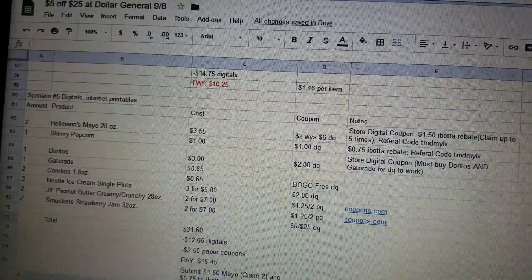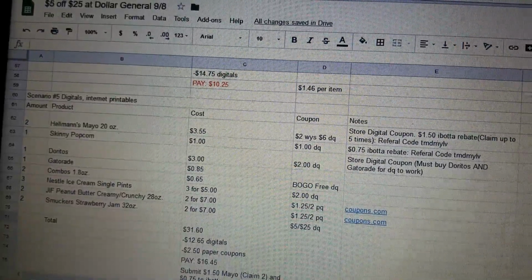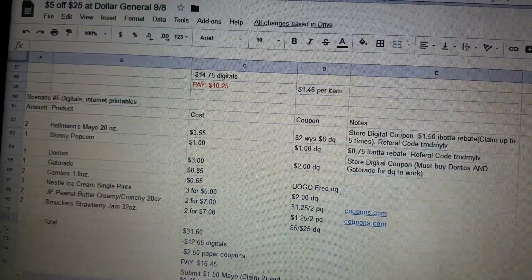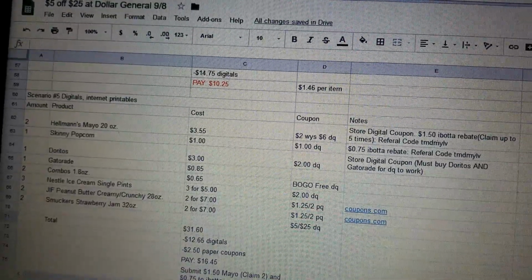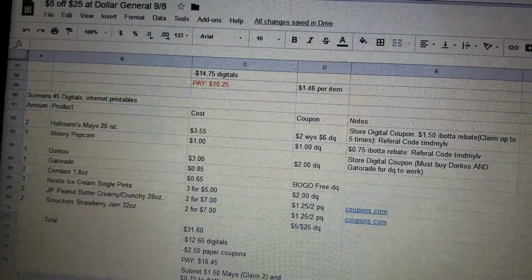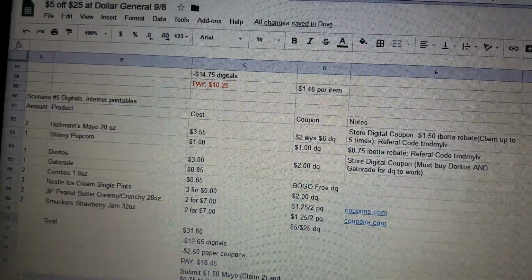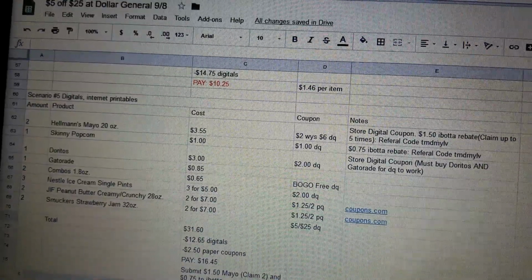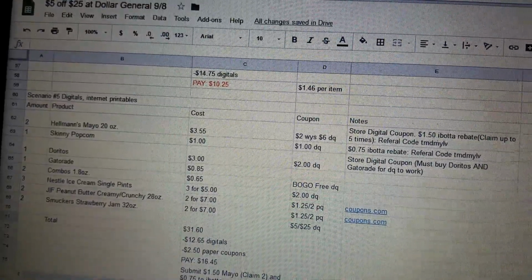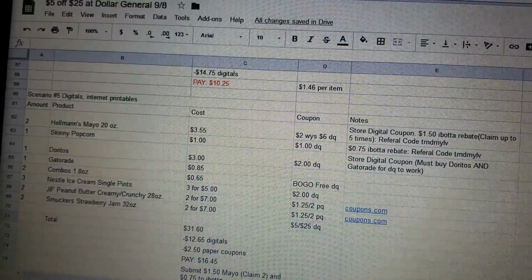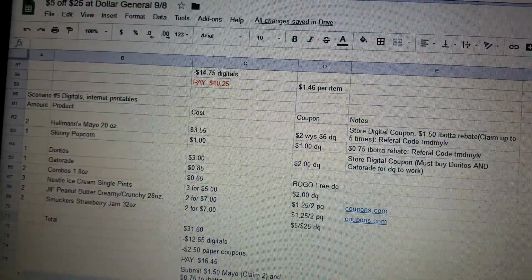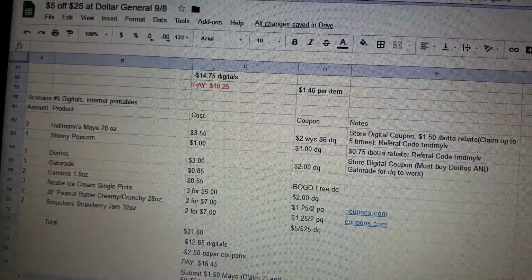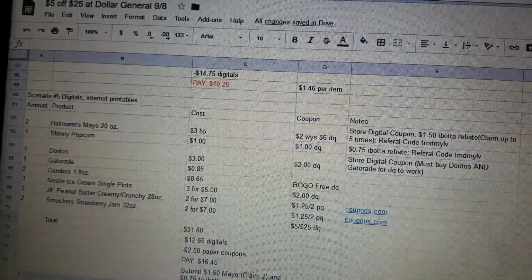Then we have the skinny popcorn. It's a dollar. We have a dollar digital, and there's actually a 75 cent Ibotta rebate for the 1 ounce and up. So that is awesome. It's a 75 cent overage or money maker, however you want to call it. Then you're gonna get one of the Doritos for $3. We have a $2 digital that works in tandem when you buy Doritos and Gatorade. It's kind of like you have to buy a Pepsi product and the Doritos for it to work. Otherwise, it's not gonna work.